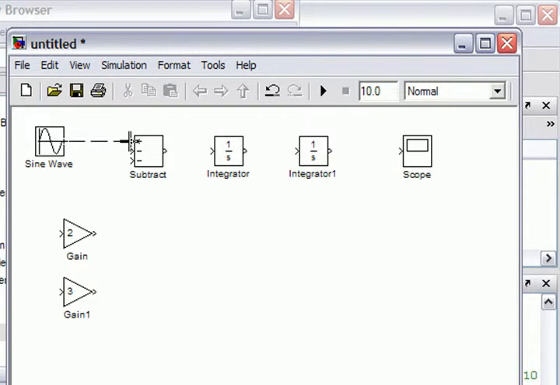Now we connect the blocks, keeping in mind that the second derivative comes out from the subtract block, the first derivative from the first integrator block, and y function from the second integrator block.